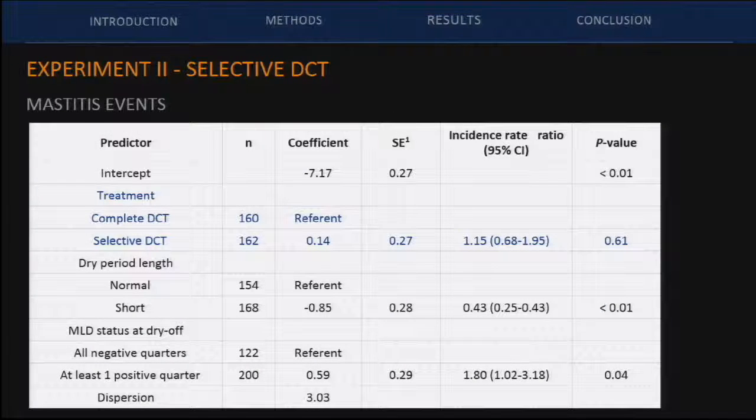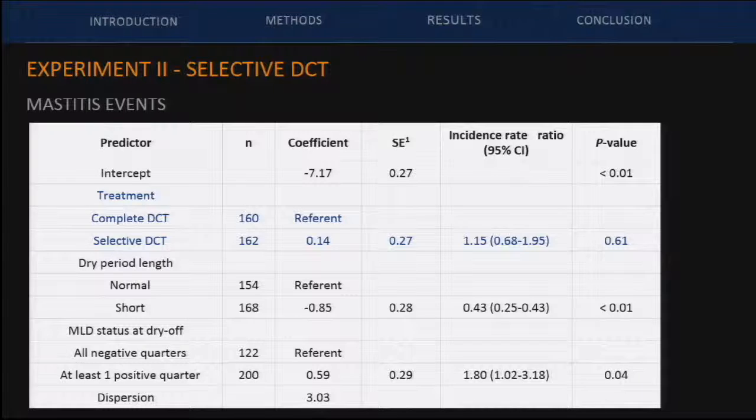And here is the big table. Don't panic. The blue is the important part. So the model was, as I said earlier, adjusted by parity, but also by confounders. But if you look at complete dry cow therapy to selective dry cow therapy, the incidence rate ratio was not significant. And as I said, I'm very jealous of Lauren's numbers because we had only 160 per group, which would not have identified really, really small differences.